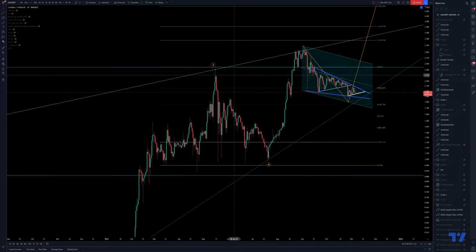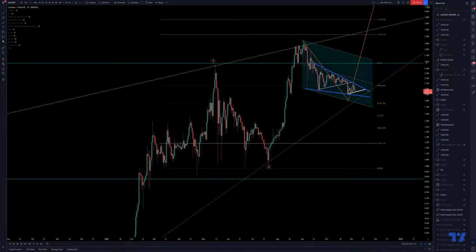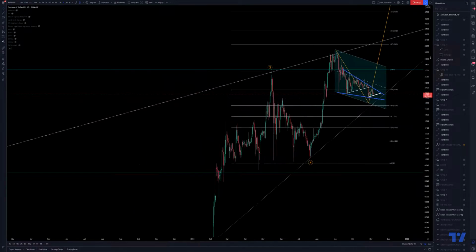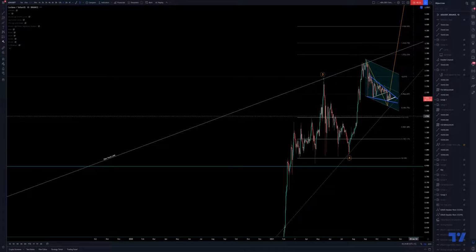Looking at ADA this time, noting what the total market cap and the alts are doing. ADA has been taking a long time, and the longer it takes, the bigger the move it makes. That's a theory, and usually it plays out correct.